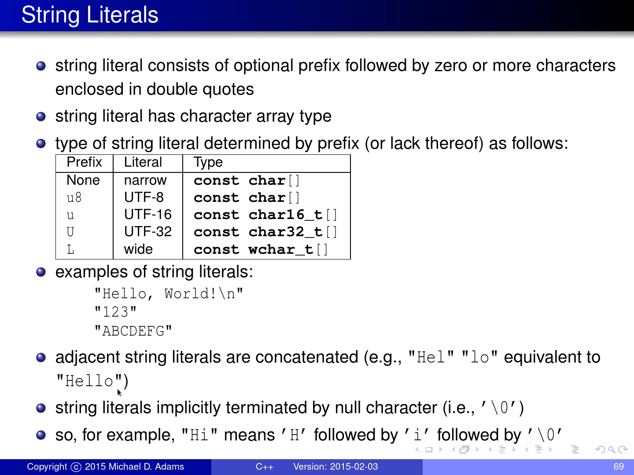String literals are implicitly terminated by a null character. So for example, when you write the character string HI in double quotes, what is actually stored in memory, in the character array associated with this string literal, is the character H in capital letters, followed by lowercase letter i, followed by a null character, which is denoted by backslash 0. So a string literal that has 2 characters appearing in it actually has length 3, because there's always a terminating null character at the end.